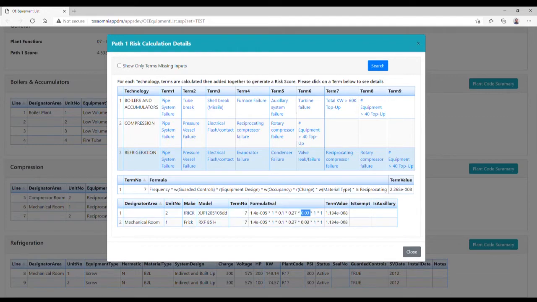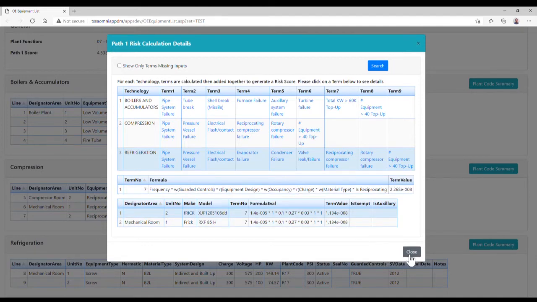So the charge, if you refer to table 19, the charge is the weight of material divided by 1,000, or 10,000. So that's 0.03 because it's 300 pounds of material. The material type, it's B2L, so it's 1. And again, just a term that counts whether it's reciprocating or not. So again, you have these terms, you add them up, and it counts to there, and then you add them up across there.